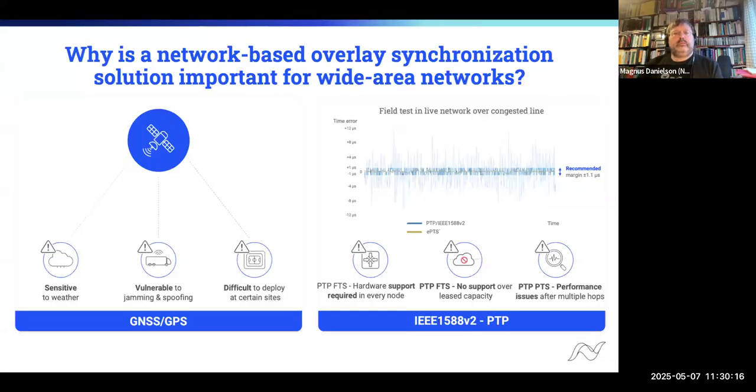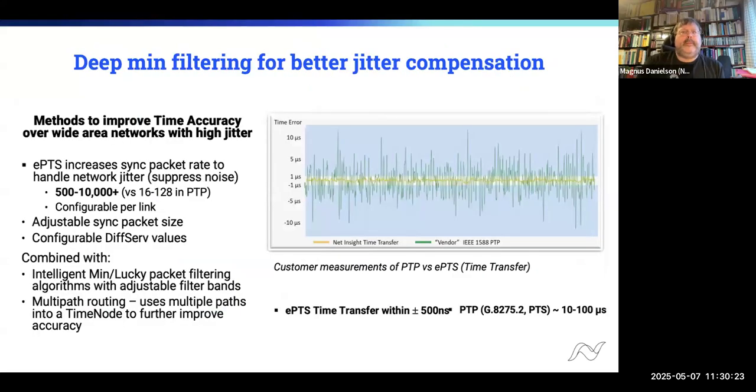And I think we already covered this, but here we have again a slide that reiterates the point. You need to increase the packet rate, so you do your minimum filtering on a large number of these packets, so you can choose the packet that had the best transition through.